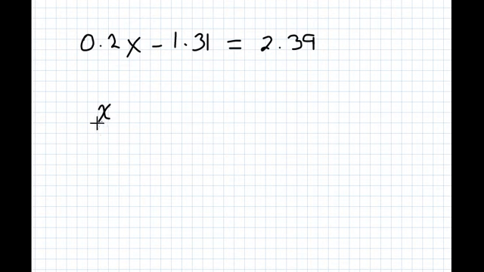We have 0.2x minus 1.31 is equal to 2.39. Whoops. What I'm going to do here is go ahead and give you the solution, which is you should come up with 18.50. And I want you to try to show that x is equal to 18.50 once you manipulate this guy around.